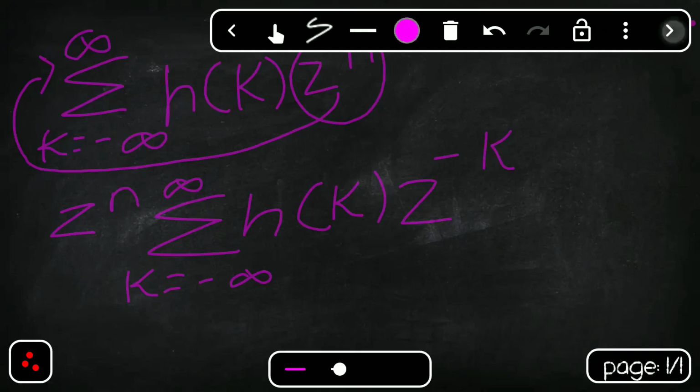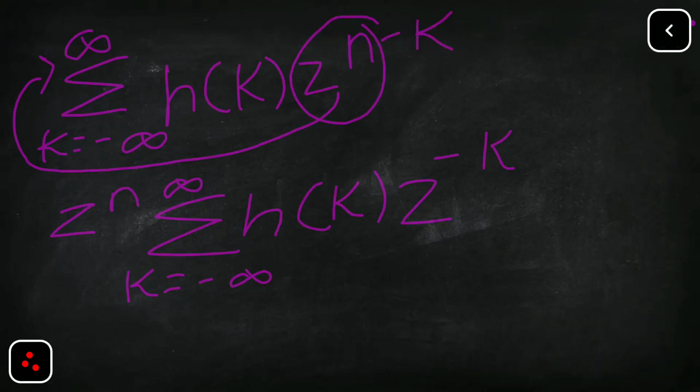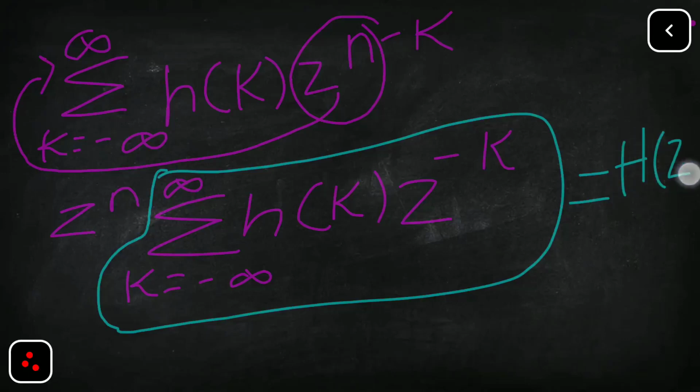Now you can see that this particular part excludes z to the power of n. So take this particular part. What is this part? This part we can call h of z. So what is my h of z? It is the summation for k equal to minus infinity to infinity of h of k into z to the power of minus k.